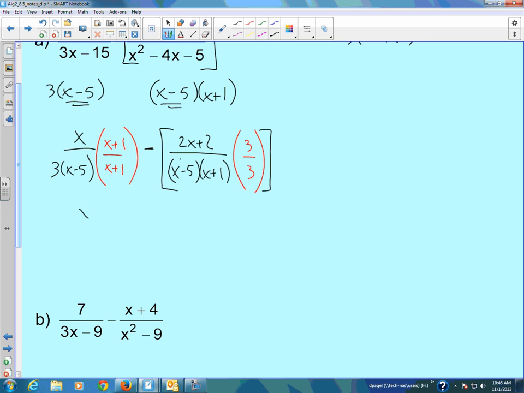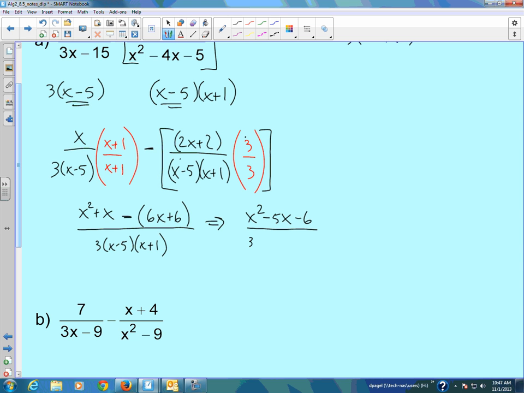So we distribute on the top, we get an x squared plus an x. And then this 3, if I distribute it into 2x plus 2, I'm going to leave a negative here still. I'm going to get a 6x plus a 6. And all of this is now over 3 times x minus 5 times x plus 1. And going a little further here on the top, after we distribute that negative, I get x squared minus 5x minus 6 over 3 times x minus 5 and x plus 1. Now in this case, the numerator factors.